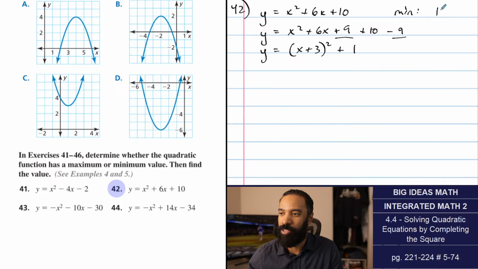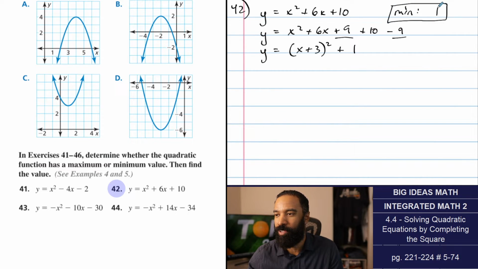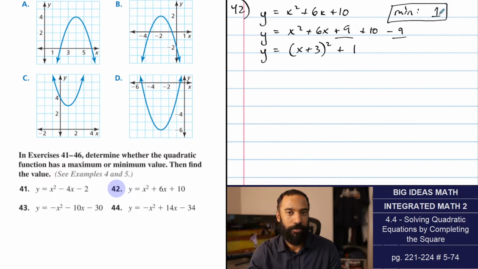Anyway, your minimum value here this time is at 1, and this one I can assure you of. So that is 1. Remember, it's just the y value. It's the y value of the vertex.